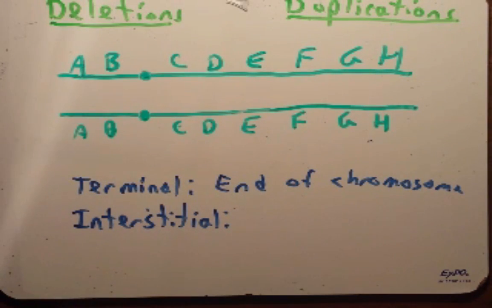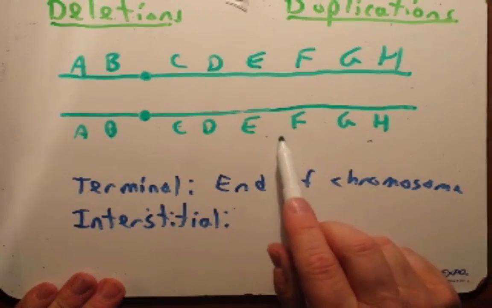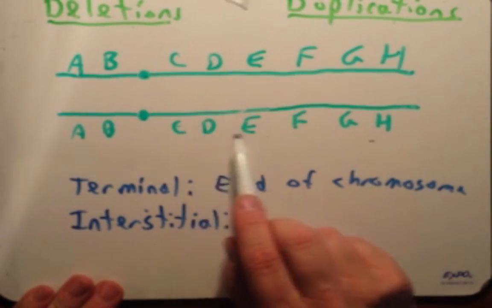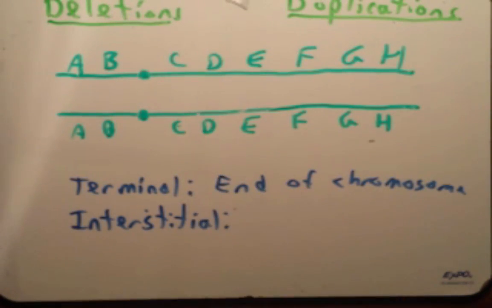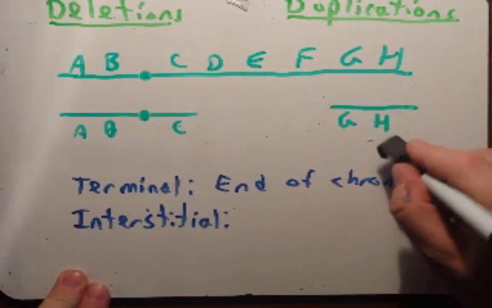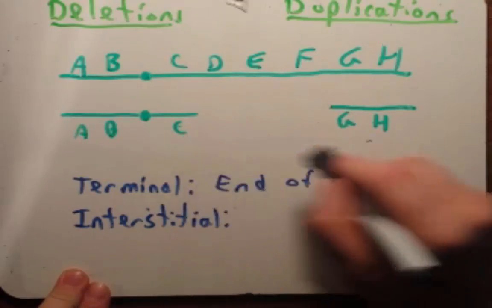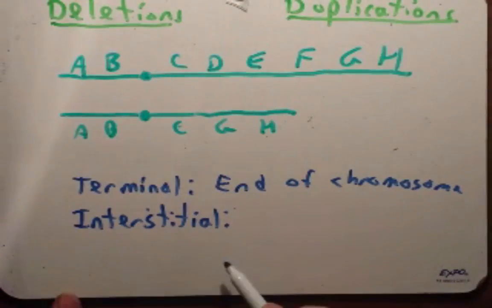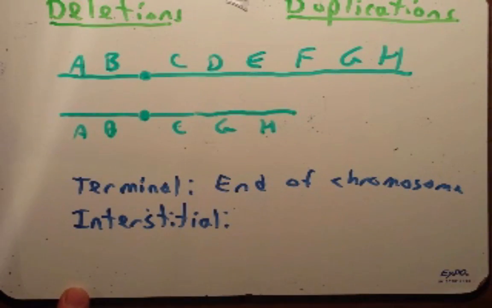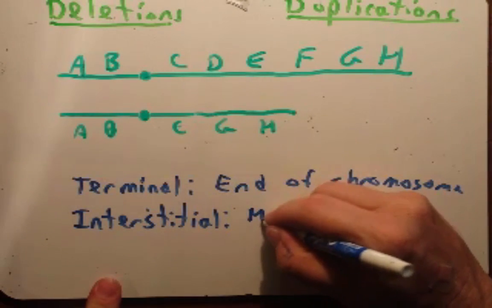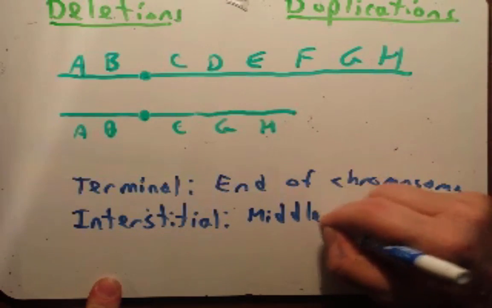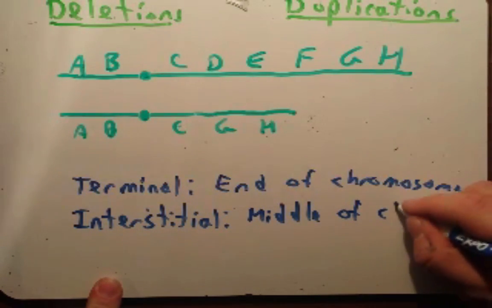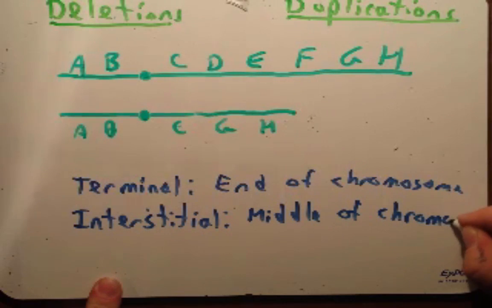So what happens with the interstitial deletion, instead of removing the end, we might remove D, E, F here, this region. So let's remove that. And now we're going to move G and H next to the C here. It's a new deletion that occurred in the middle of the chromosome. Now I say middle, of course that doesn't mean it has to be right in the middle. Just think of it anywhere but the ends.